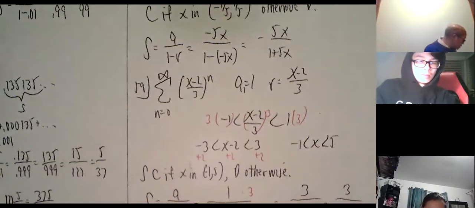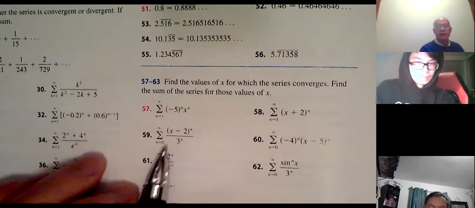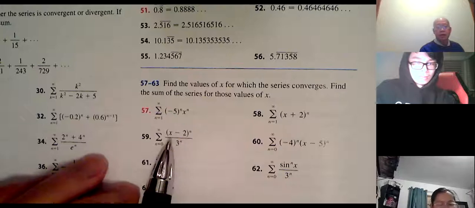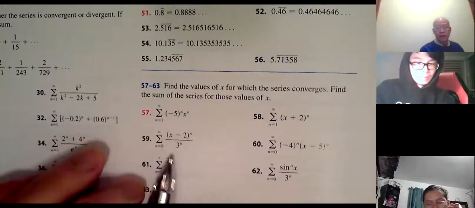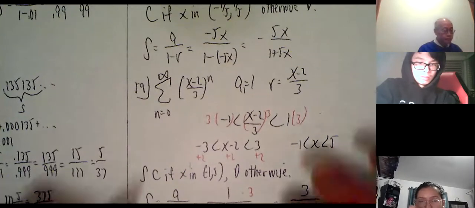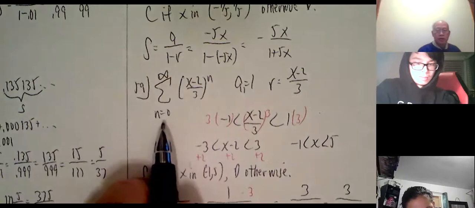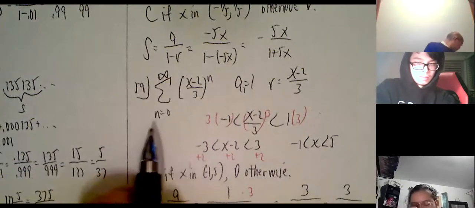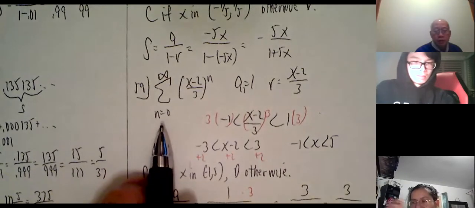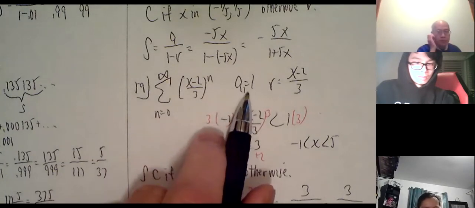All right, and 59 also matches, I think. Yeah. They write it as x minus 2 to the n over 3 to the n. Well, I'm just going to write it as x minus 2 over 3 to the n. Algebraically, it's the same thing. And notice they start indexing this one at 0. That's okay. By the way, when you plug in 0, what do you get? 1. That's nice. The first term is 1.